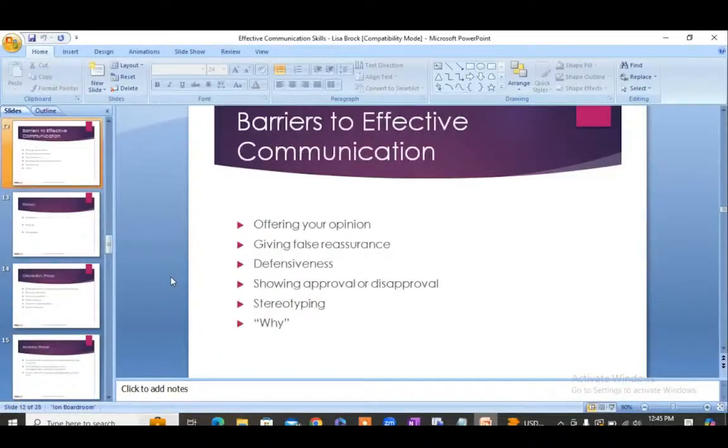Next, back to here: giving false reassurance. What does giving false reassurance mean? In this regard of barriers to effective communication, giving false reassurance involves providing overly optimistic or untrue statements to comfort someone, even if the situation doesn't support such optimism, right? It can lead to misunderstanding and a lack of trust if the person later finds out the reassurance was not accurate, because it is important to offer support that is honest and realistic.